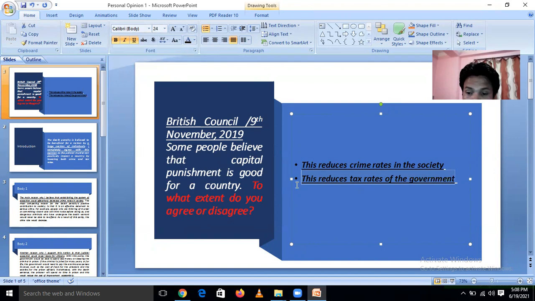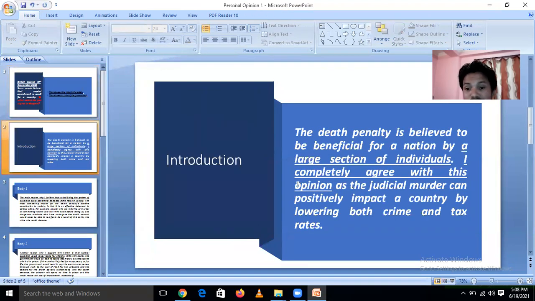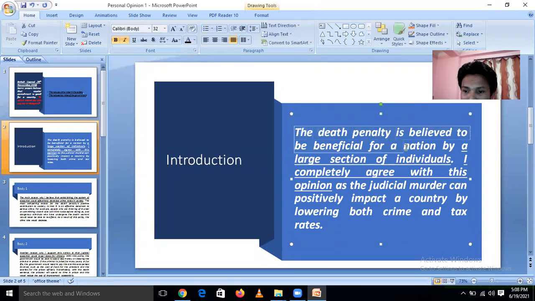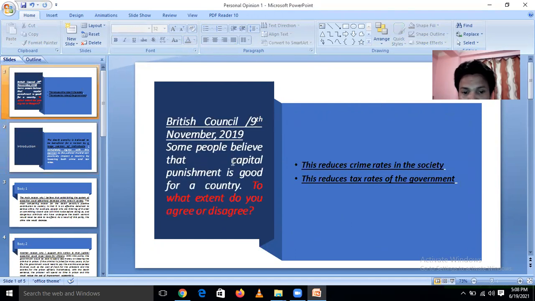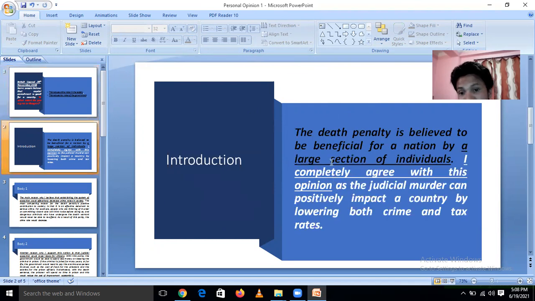Now I'm going to write the introduction. In the introduction, you need to paraphrase the question. Look at the question paraphrasing first of all. The death penalty is believed to be beneficial for a nation by a large section of individuals. By a large section of individuals means some people believe that capital punishment is good for a country. So this is the question paraphrasing.